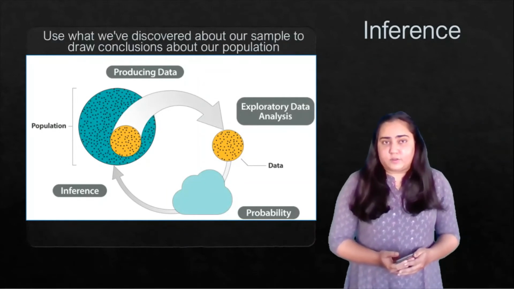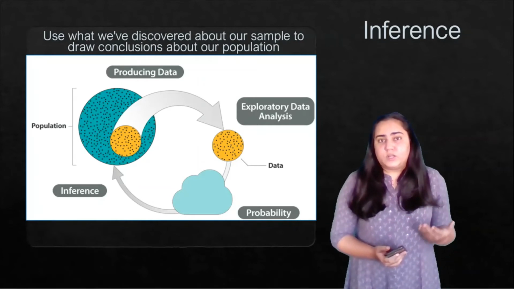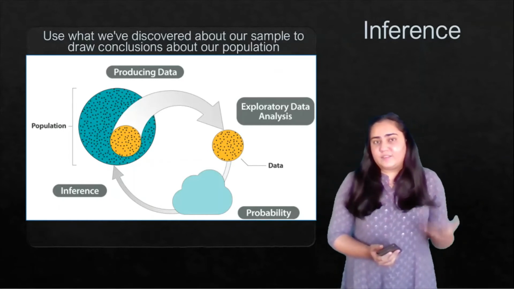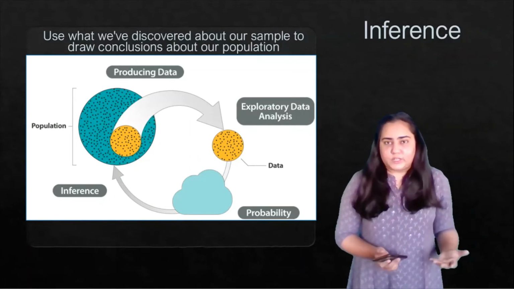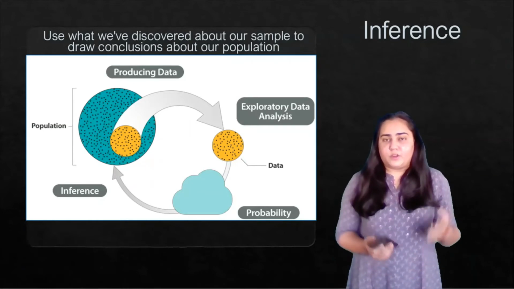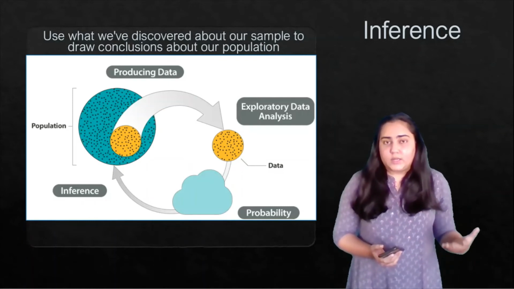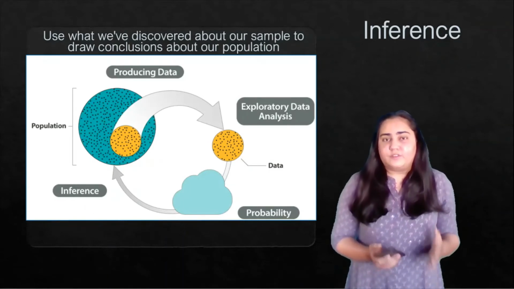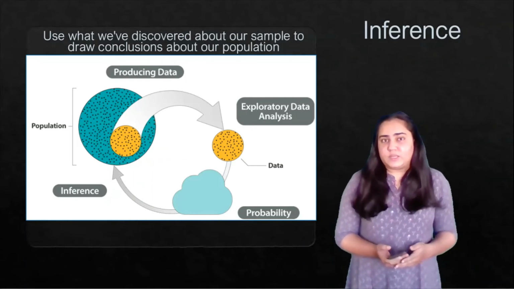Next, we have inference. Inference is all about using what we've discovered about a sample to draw conclusions about a population. Now, this is something very important because you have a sample data, because you cannot analyze the whole population, which is so huge. That's why you took a sample. You analyzed the sample by performing exploratory data analysis, and you even applied probability measures on it and calculated things. But that is an opinion of a sample. What about the opinion of the population? To find that, you would be using inference.